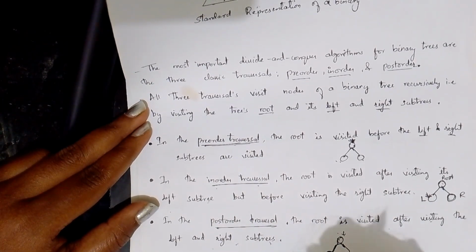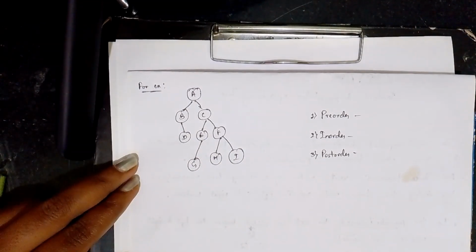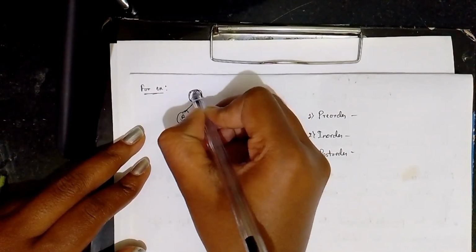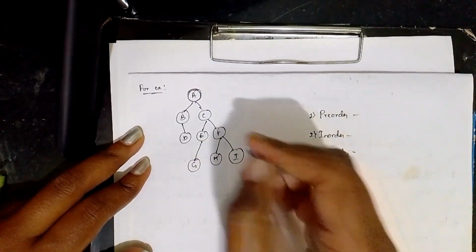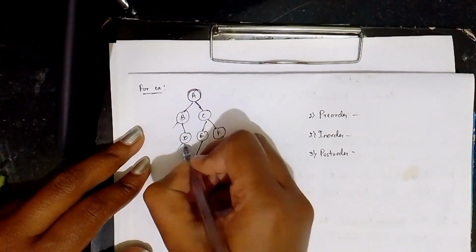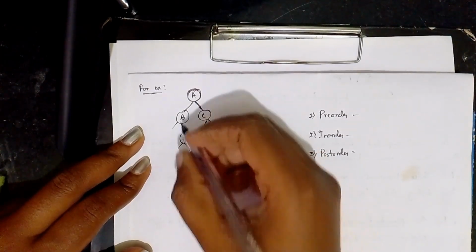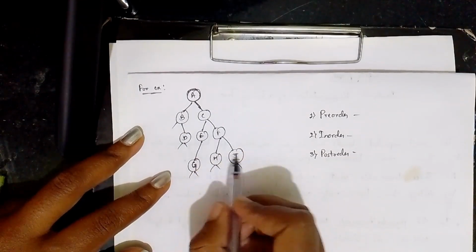Let's discuss binary tree traversal using this example. Here I have taken this example. This is our root node, and we have this left subtree and this right subtree. Before traversing, we have to draw these extended lines like this to every leaf node. These are our leaf nodes. The last nodes which we get are known as leaf nodes.